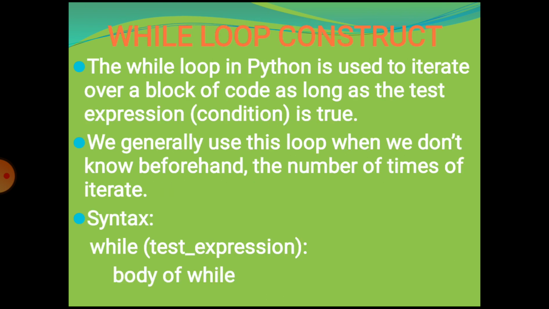So the while loop construct is here. The while loop in Python is used to iterate over a block of code as long as the test expression condition is true. We generally use this loop when we don't know beforehand the number of times to iterate. The syntax is: while test expression, if the condition is true, it will execute the body until the last step comes.